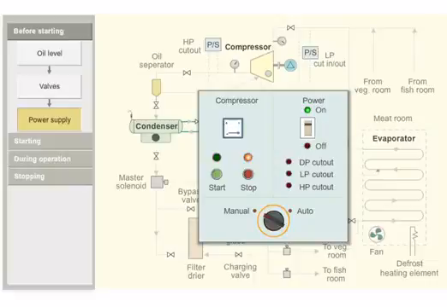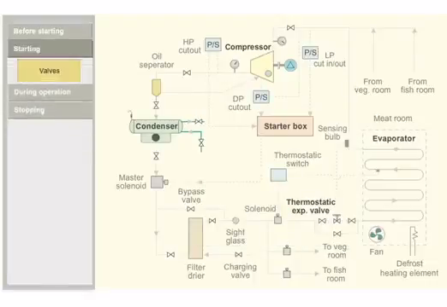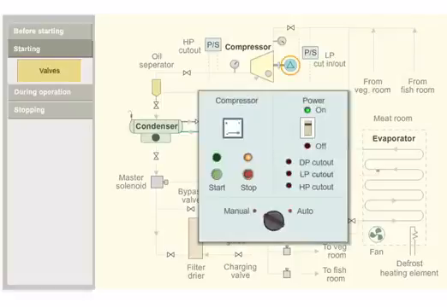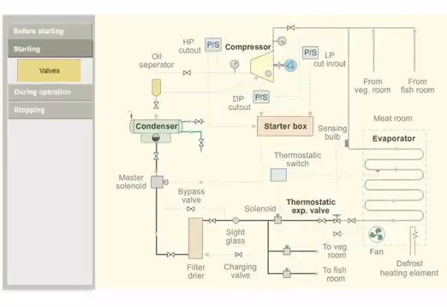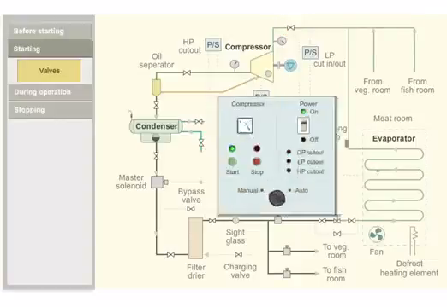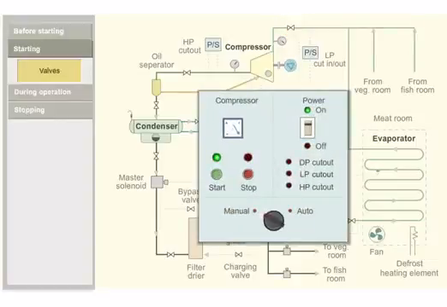Open the compressor inlet valve by half a turn and start the compressor. Open the compressor inlet valve slowly to fully open position. Change the operation of the compressor to automatic mode. Check the amperage of the compressor motor.